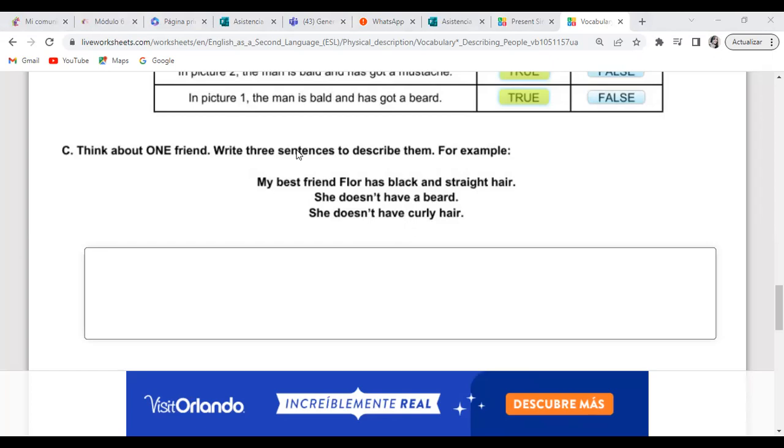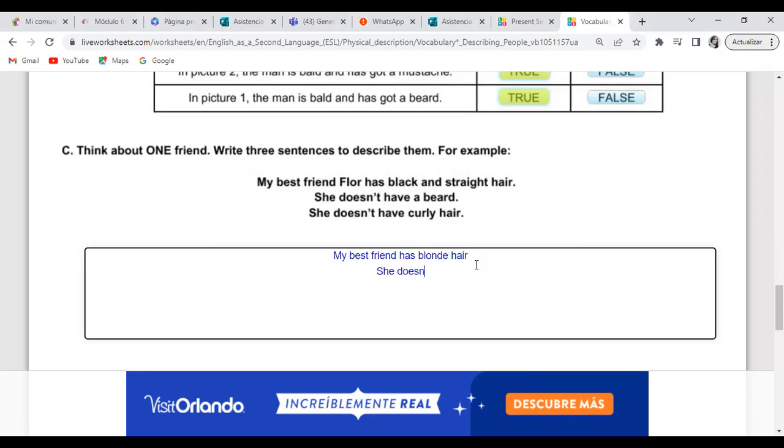My best friend has blonde hair. Okay, Miriam says. My best friend has blonde hair. Right, another sentence. Who wants to tell me another sentence? She doesn't have a mustache. Okay. And another sentence about your best friend?